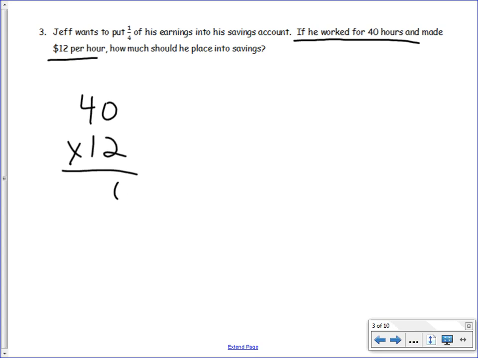2 times 0 is 0. 2 times 4 is 8. Get my 0 down. 1 times 0 is 0. 1 times 4 is 4. So he made $480. Now I'm going to take 1/4 of that.